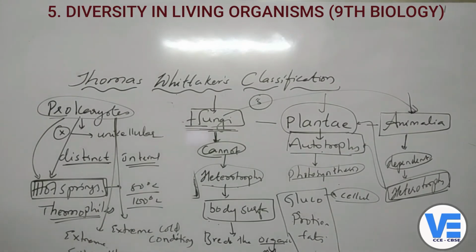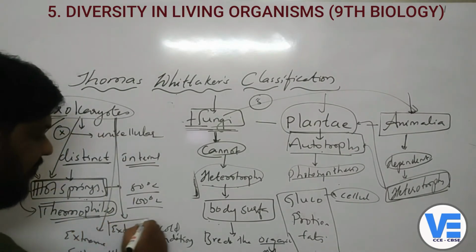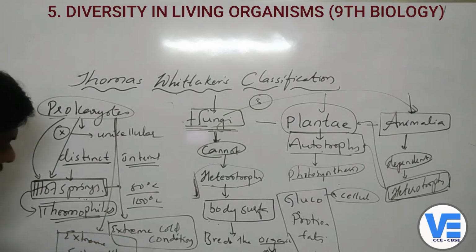So some of them are also living in extreme salt conditions, which are called halophiles. Some of the prokaryotes, some of the bacteria, are able to live in hot springs, and they are called thermophiles. Some are able to live in extreme cold conditions, and some are living in extremely salty conditions, which are called halophiles.